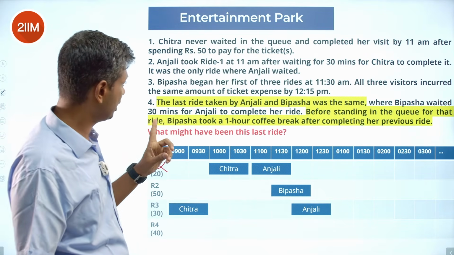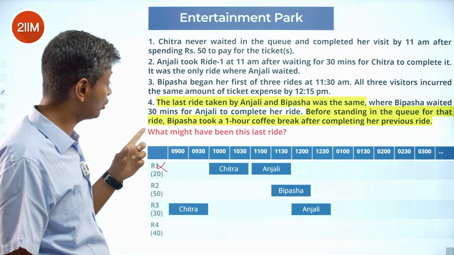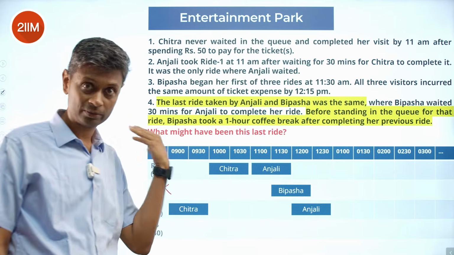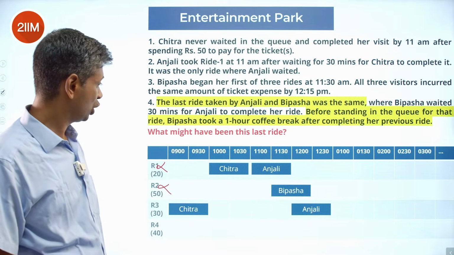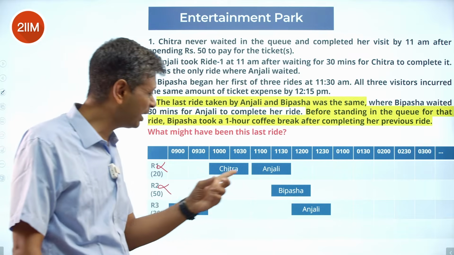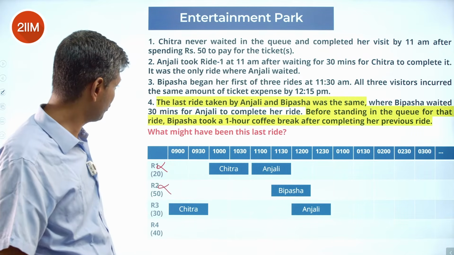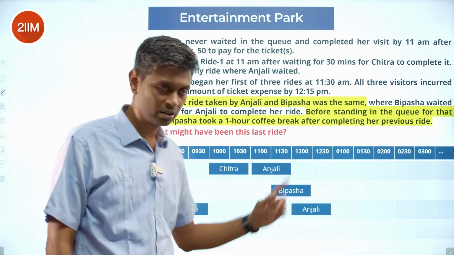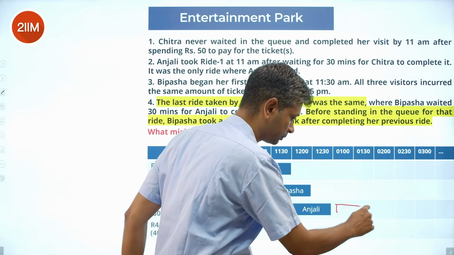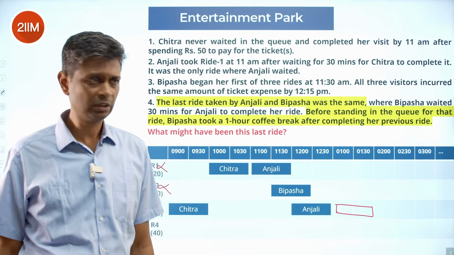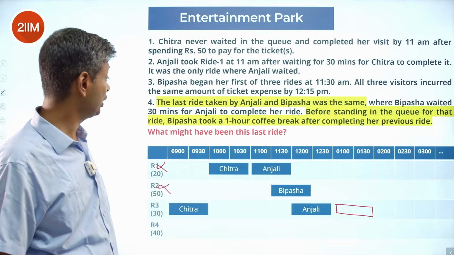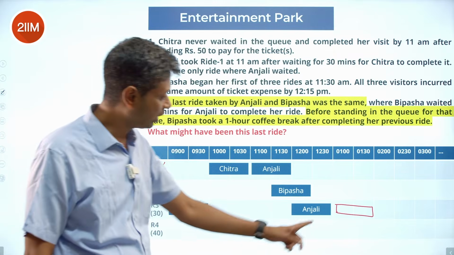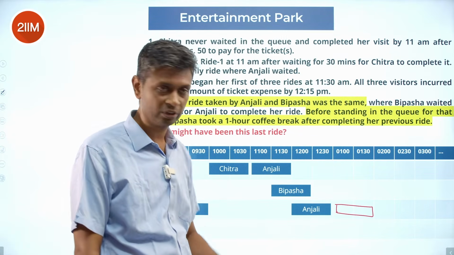The last ride taken by Anjali and Bipasha was the same, where Bipasha waited 30 minutes for Anjali to complete her ride. Not this, because Bipasha finishes it. Anjali has not done this beforehand. Right? So it could have been R3 or R4. If it had been R3, then Bipasha waited 30 minutes for Anjali to complete her ride. So Anjali completes this, then Bipasha finishes here. Right? But if that had been the case, before standing in the queue for the ride, Bipasha took a 1-hour coffee break. So there should have been a 1-hour coffee break before that. No room for that because she's doing this.